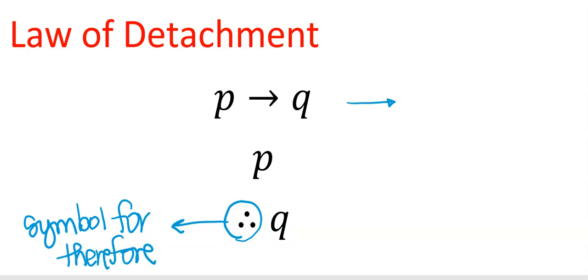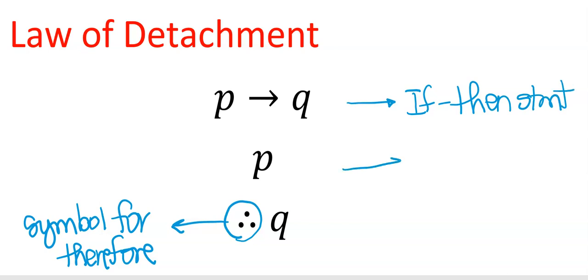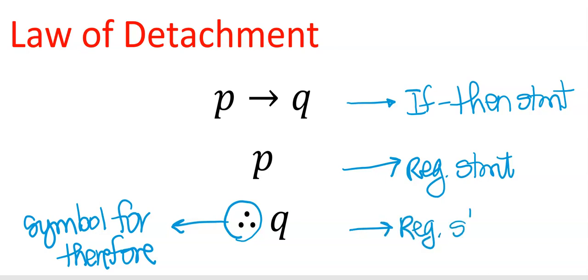So first statement, if-then statement. Second statement is just a regular statement. Third statement is a regular statement as well. So just some key things to look for. Eventually, when we do a couple more of these, you'll have to identify what kind of law they're trying to use. So that's why I'm kind of pointing out what you should look for.